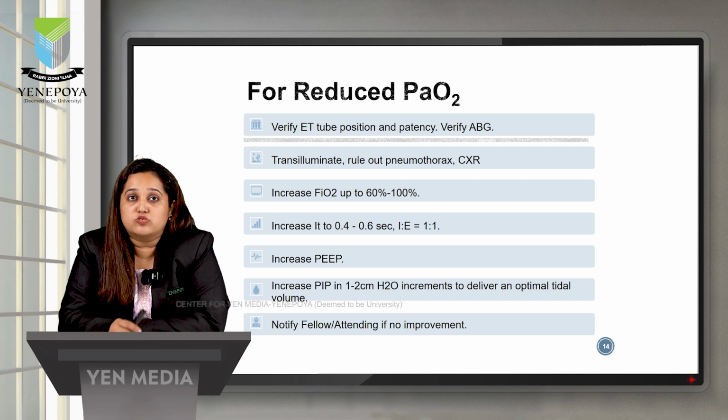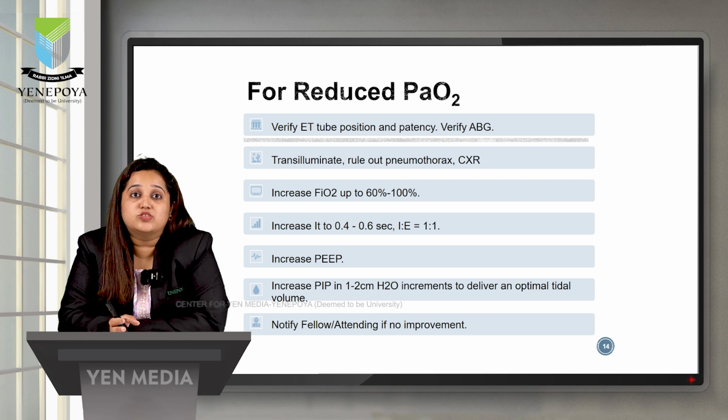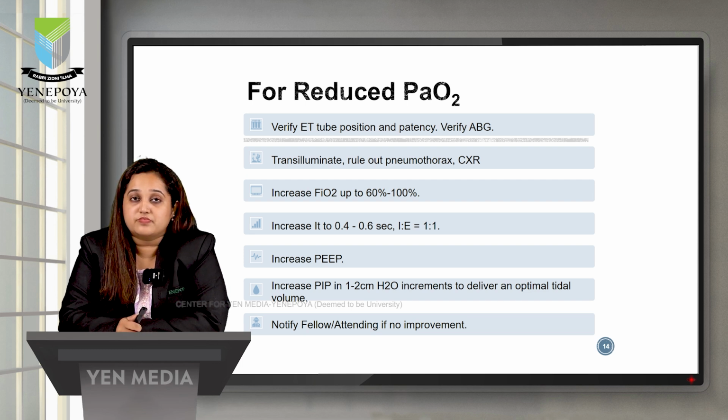Increase the FiO2 to between 60 to 100%. If it was on the lower side, increase the inspiratory time to 0.4 to 0.6 seconds, and you can go up to an I/E ratio of 1:1. This is in cases where your only aim is oxygenation and the ventilation is fine. If the ventilation is also having an issue, then the I/E ratio should be maintained at 1:2.